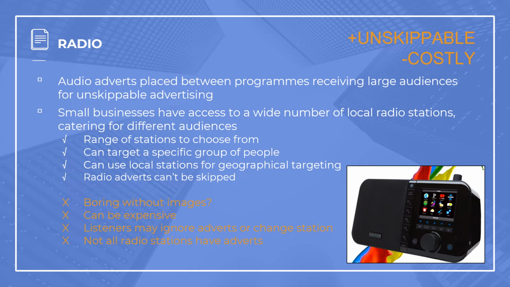They can target a specific group of people by using a specific radio station. You can also use a local station for geographical targeting. Radio adverts also can't be skipped unless you change station. The drawbacks are that radio can't really have any sort of imagery, so some advertisements might be boring without the accompanying images. Radio can be expensive, and some listeners may completely ignore adverts or change the station. There's also the fact that some radio stations don't actually have adverts.